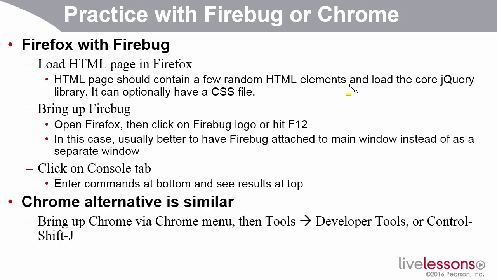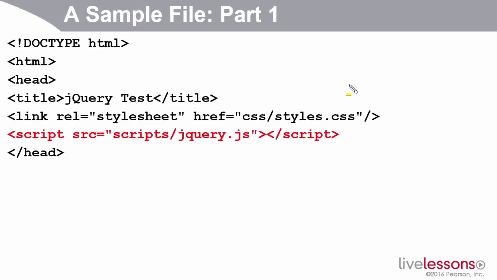And doing it in Chrome is almost the same. You go to the Chrome menu, Tools, Developer Tools, and you have the same sort of idea where jQuery is already loaded. It's in the context of the current page. You can try things interactively. And in Chrome, just like in Firebug, you can have the console integrated into the main page. All right, so that's the basic idea.